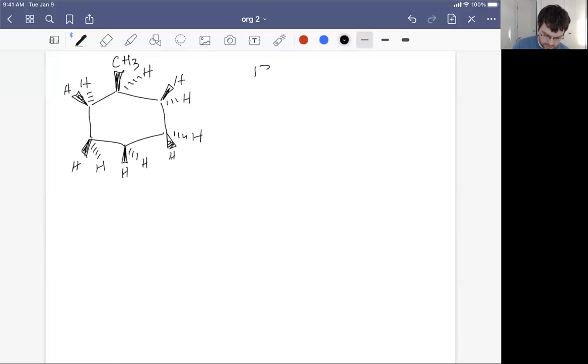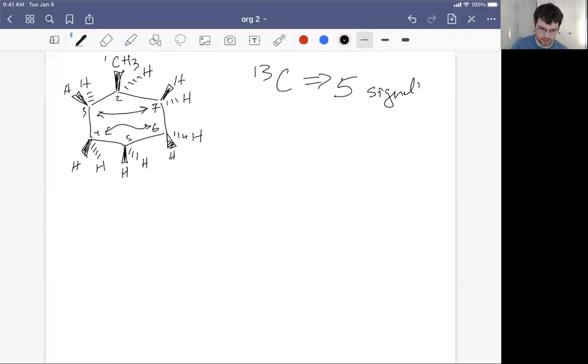Okay, so let's get the number of C13s out of the way. We would expect 1, 2, 3, 4, 5, 6, 7. There are 7 carbons. Now, it turns out that 7 and 3 and 4 and 6 are in the same chemical environment, so that's going to decrease this by 2. So we're at 5 signals.